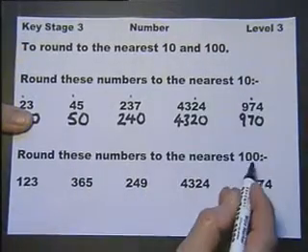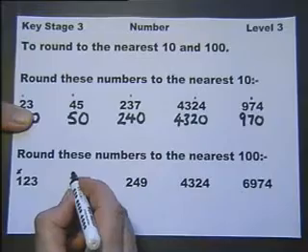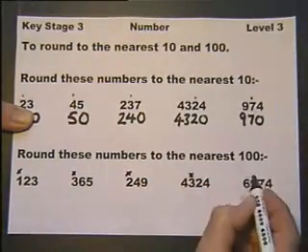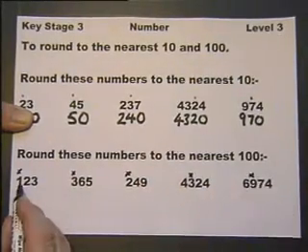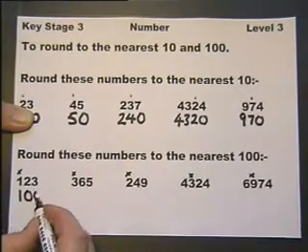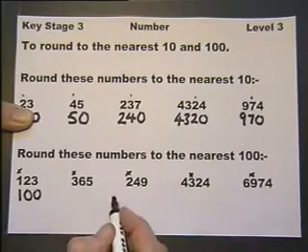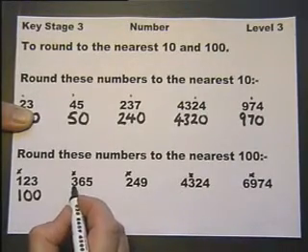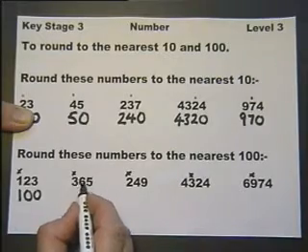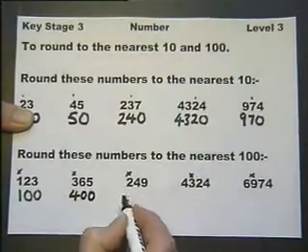Let's round these numbers to the nearest 100. So this time we're going to be looking at the hundreds column. So let's put that in before we start. So the hundreds column here is 1, the next number is not 5 or more, therefore 123 rounded to the nearest 100 is 100. In the hundreds column we've got a 3, the next number is 5 or more, it's a 6, in other words, we round it up, becomes 400.